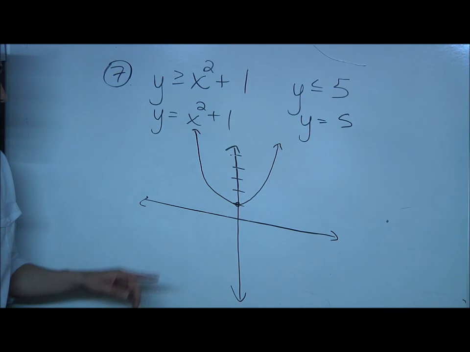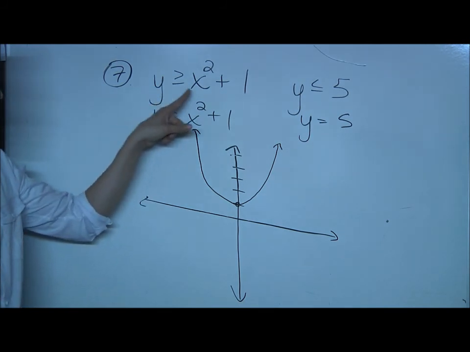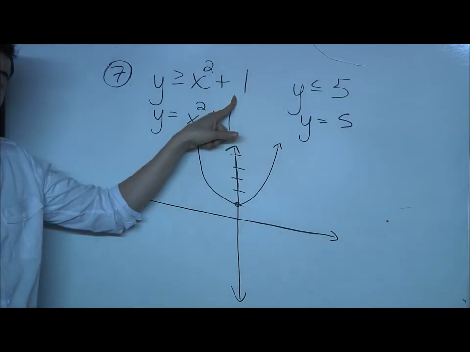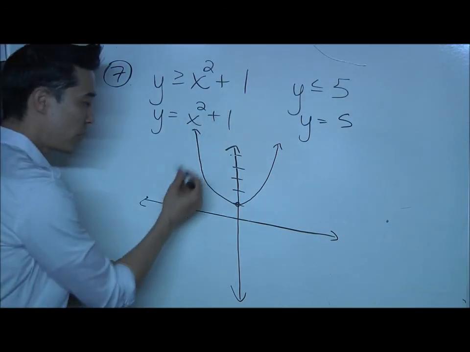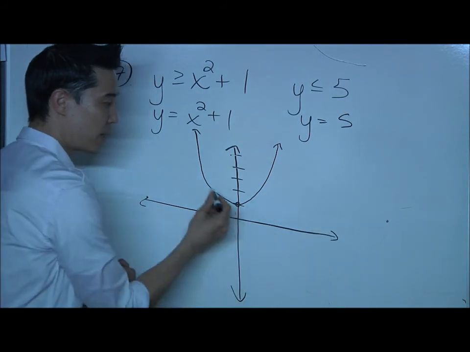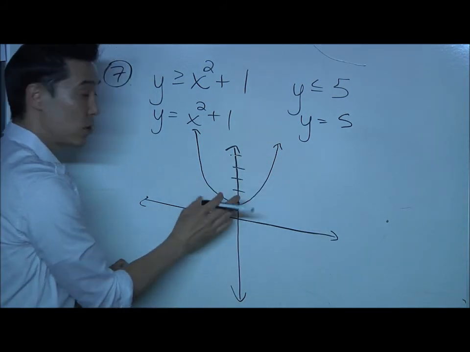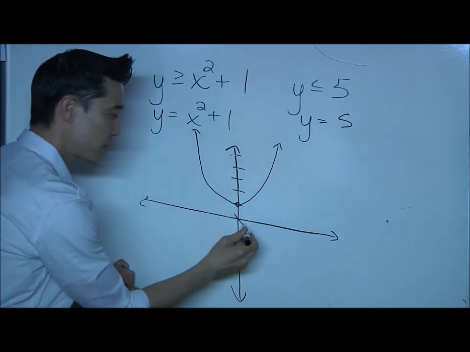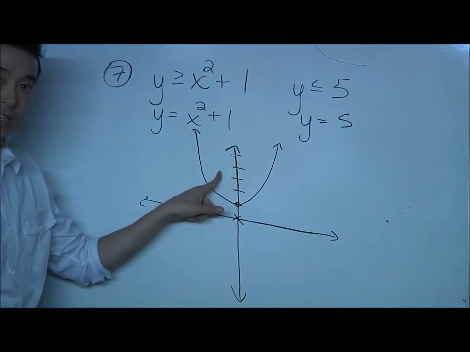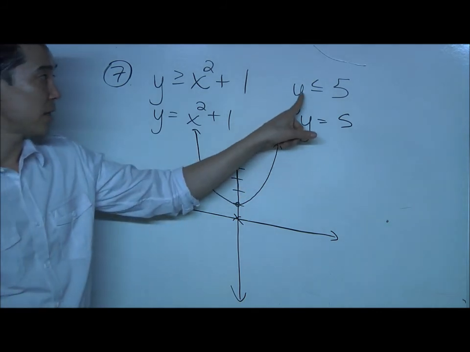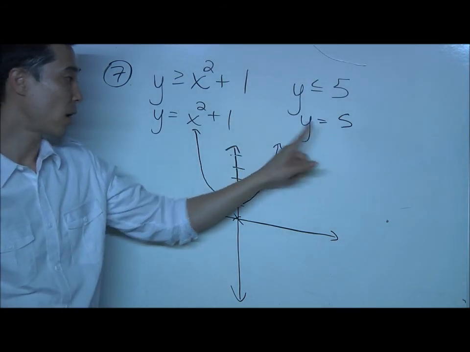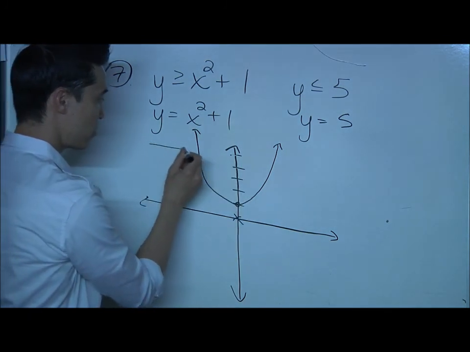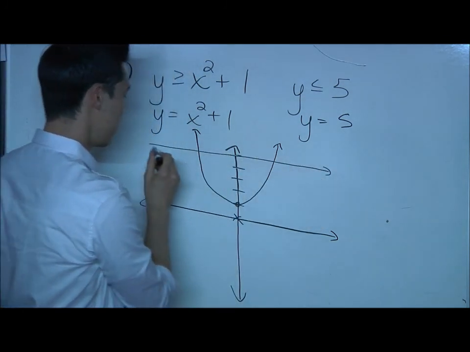Okay? Now I'm going to use a test point. If I use the test point 0, 0, 0 is greater than or equal to 1. That's false, okay? So I wouldn't shade on the outside, I'm gonna shade in the inside of the parabola. So far, everything inside the parabola is being shaded, okay? Because I used the test point 0, 0, and it was false, so you wanna shade on the opposite side. The other one is y is less than or equal to 5. Well, if you look at y equals 5, that's just a horizontal line. 1, 2, 3, 4, 5, that comes through right here, okay?